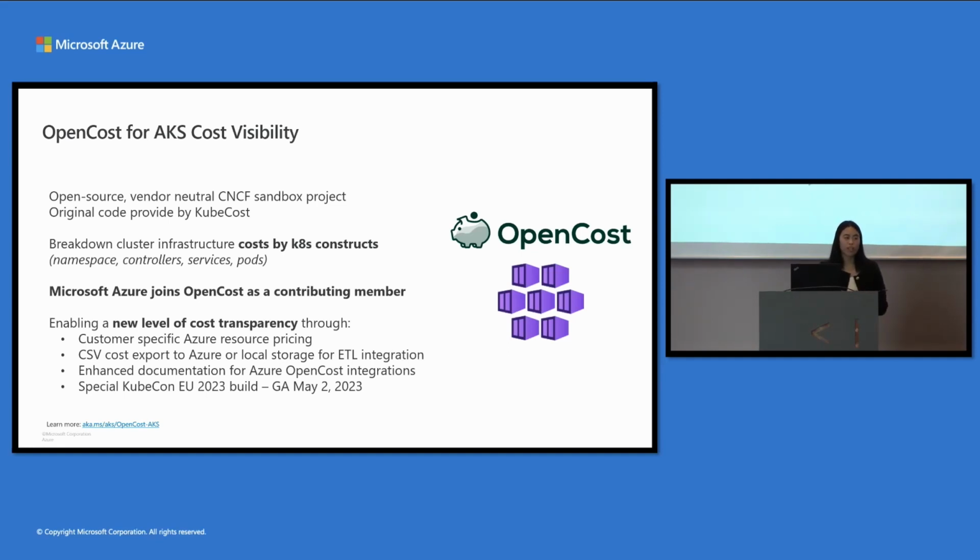OpenCost provides a great ability to break down cluster infrastructure costs by Kubernetes constructs, so your namespaces, controllers, services, pods, containers, labels, all your standard Kubernetes constructs, and you can get really, really granular with what costs are coming from where. So if there's a namespace that looks really high in costs over the long term, you might be flagged and dig deeper, looking into why that is, if it's anomalous or not.